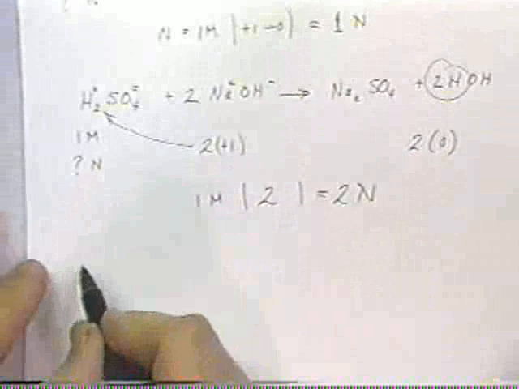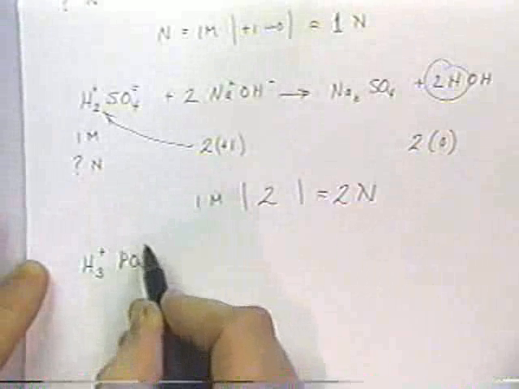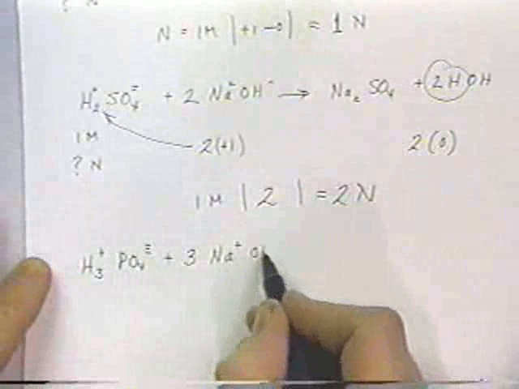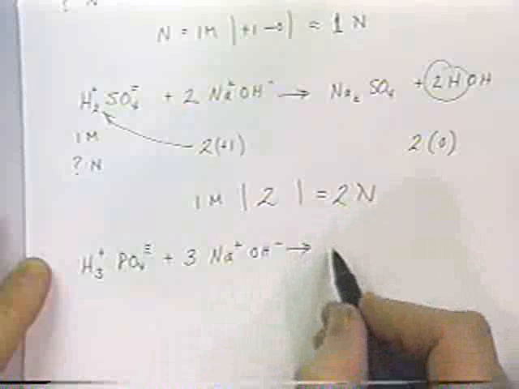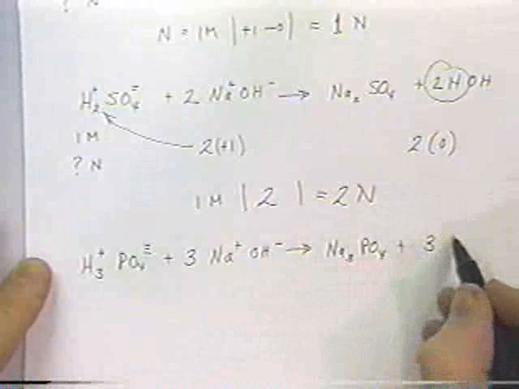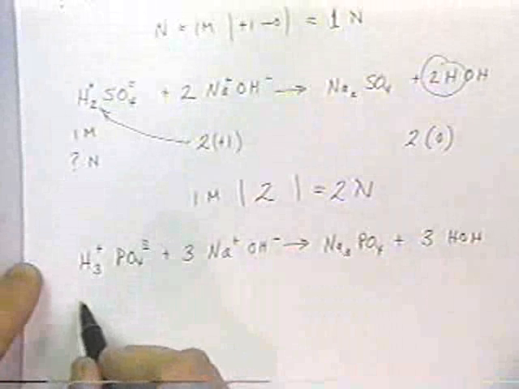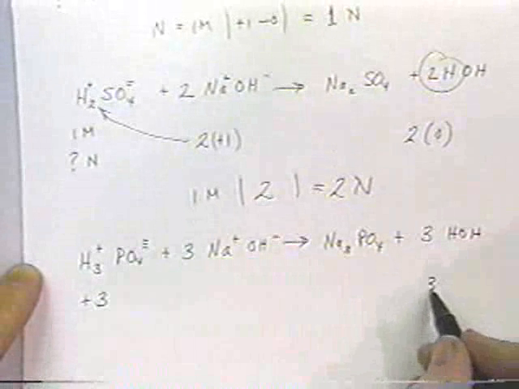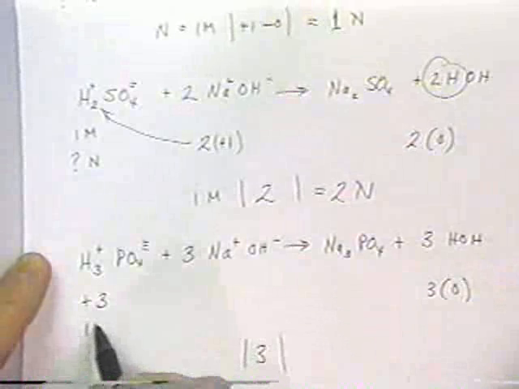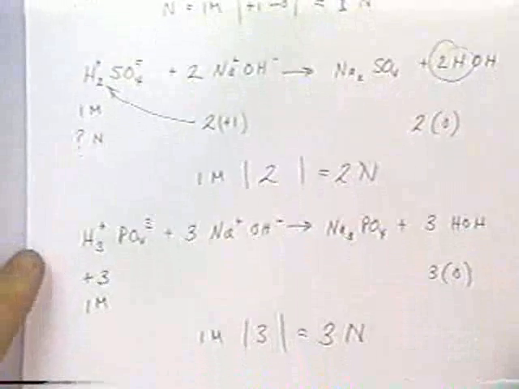Let's use one last example. Phosphoric acid. It's like this. We react 3 sodium hydroxides, and we get, again, hopefully by now you're getting the idea. We're starting with 3 positive charges and now going to 3 neutral charges. The change in valence in this case is 3. If I start with a 1 molar solution, the normality of this would be a 3 normal solution.